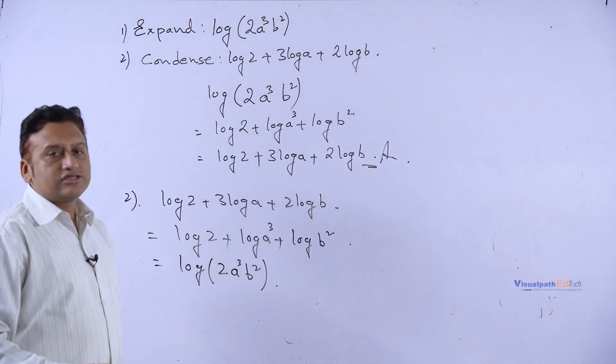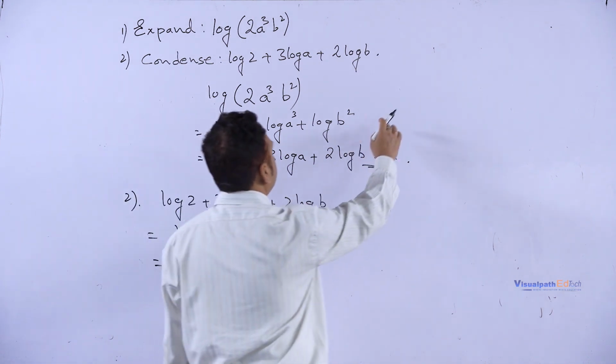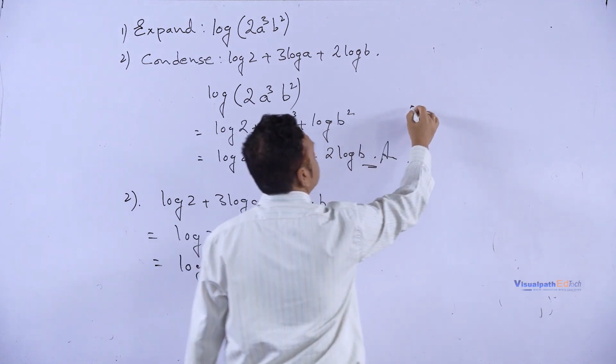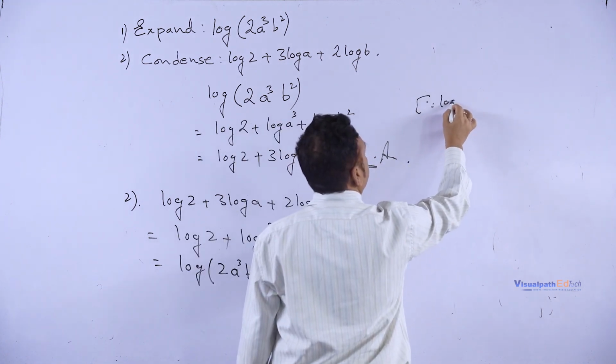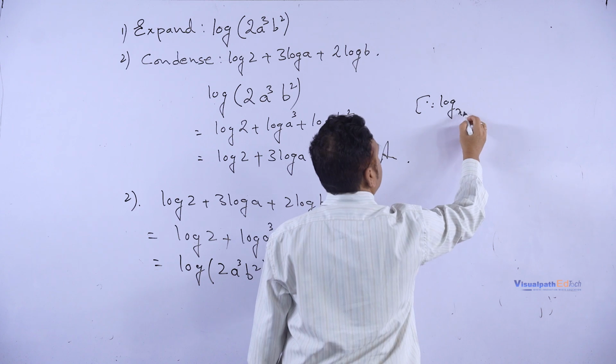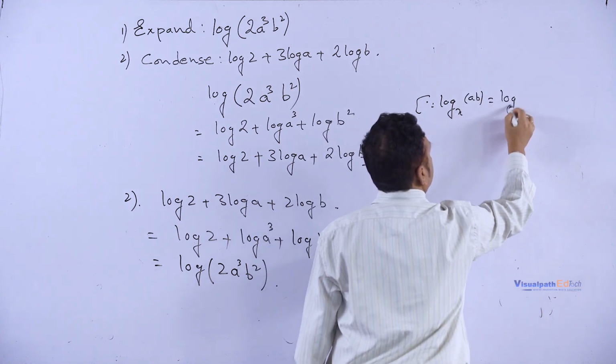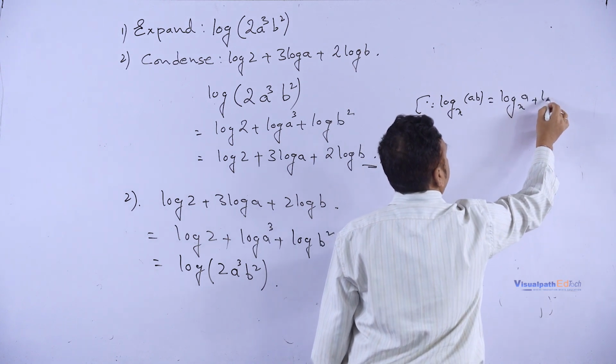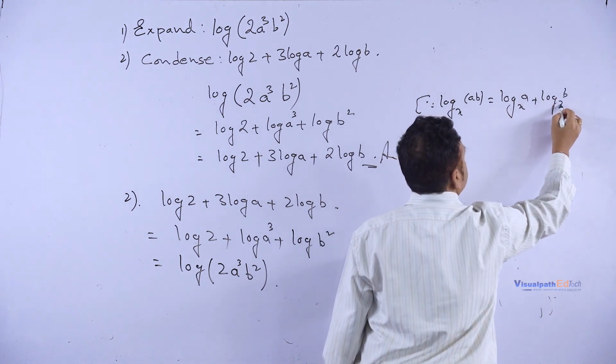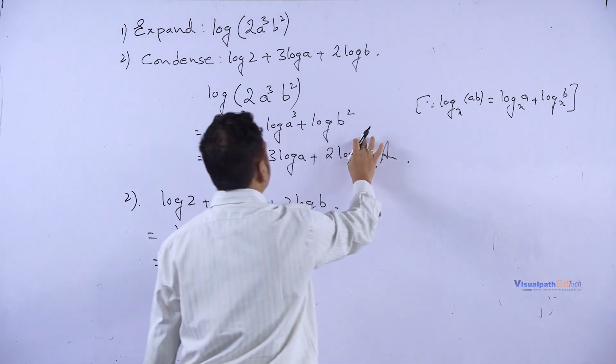Okay. So, in both the cases we have applied the rules. We can keep writing the rules, like in the first case we have used: log of a into b base x is equal to log of a base x plus log of b base x. That is the rule we have applied here.